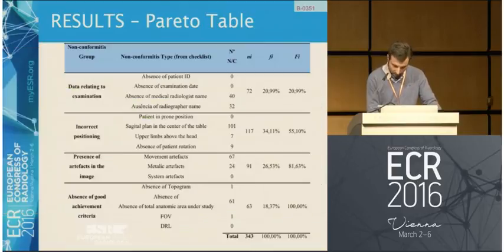Now, if I went wrong somewhere here, the order of the slides, the right one is this one.